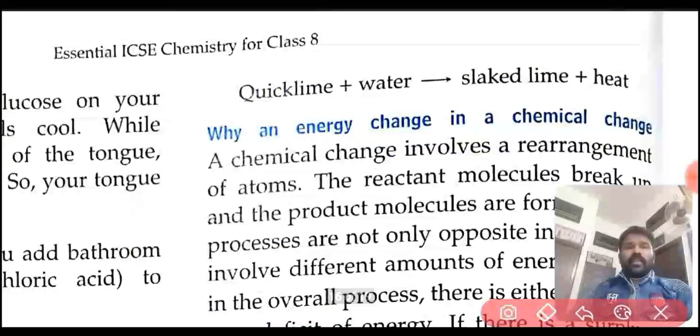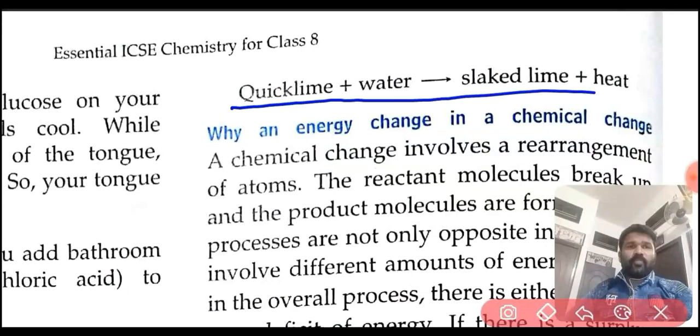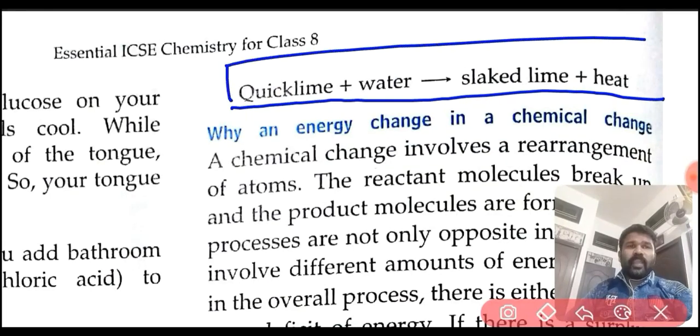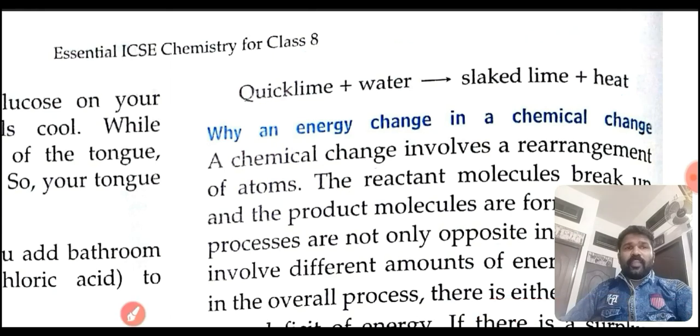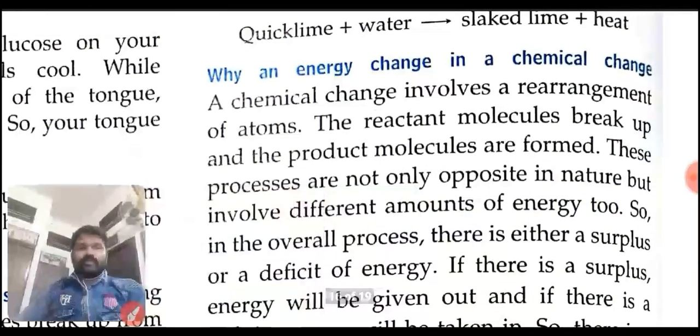Here the chemical equation is given: quicklime plus water gives slaked lime plus heat. Please underline and study. Now here is a point: why is there an energy change in a chemical change?